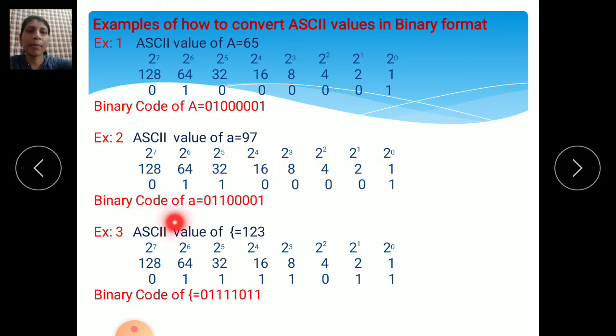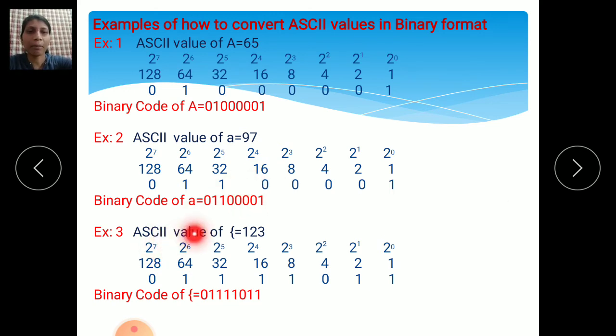This is the binary code of small lowercase letter a. This is 0 1 1 0 0 0 0 1. This is the binary code of a. If you press small a from the keyboard, that small a is converted into this binary digit. This is the binary digit, so the computer easily understands this binary language.